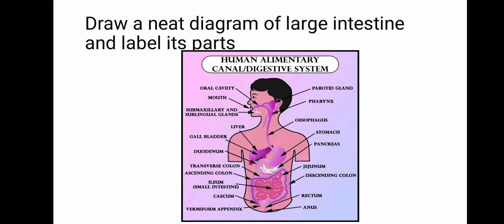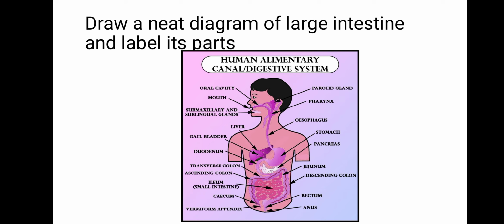Draw a neat diagram of large intestine and label its parts. Large intestine: last part of the digestive system. Its function is to absorb body water from the matter, and then to pass useless waste material from the body. Larger in diameter, but shorter than the small intestine.